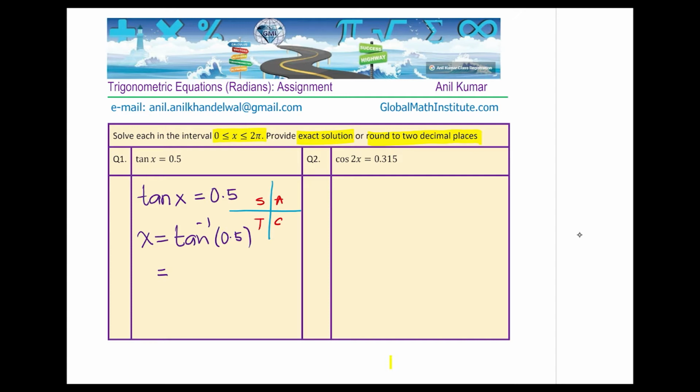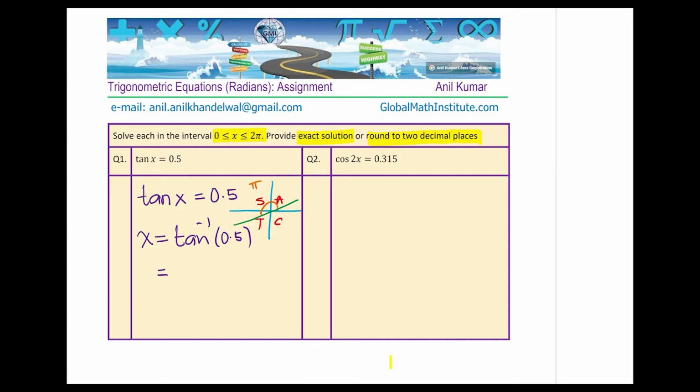We are looking for a positive value of tan. That means the answer should be either in quadrant 1 or in quadrant 3, correct? And tan has a period of pi, right? So tan has a period of pi, as you can see here. So we'll add pi to get the second answer. So that is the strategy.